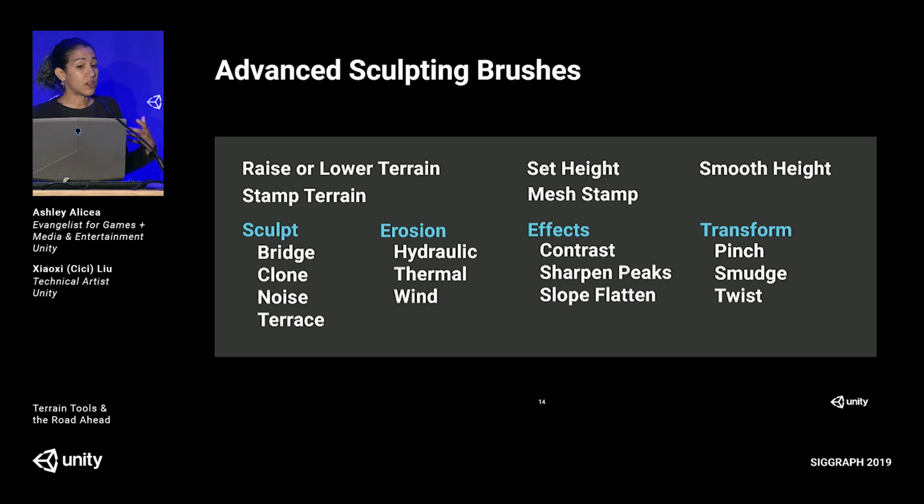Now, we also included several advanced sculpting brushes. So there are 18 sculpting brushes available in this package versus only 3 in 2018.3. And this is an overview of all the brushes that are available. We won't dive into every single one, but I'll do a quick live demo after I review these tools so you can see what they look like.